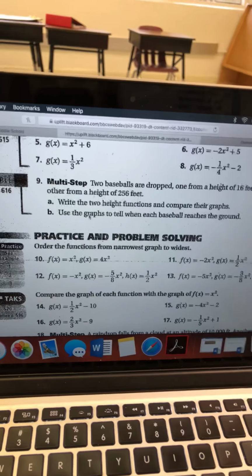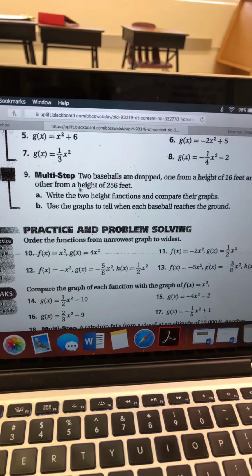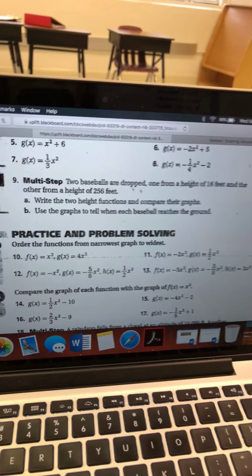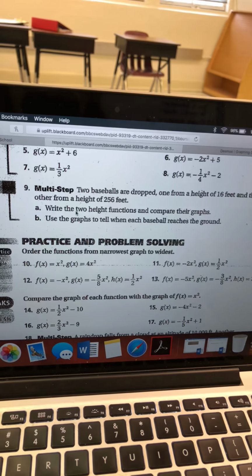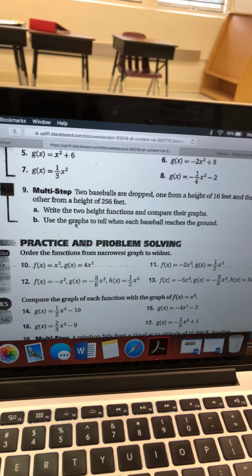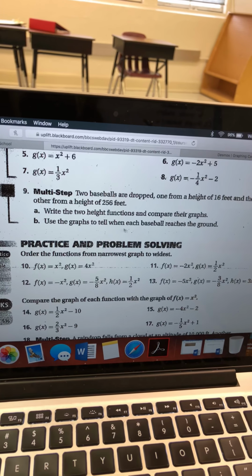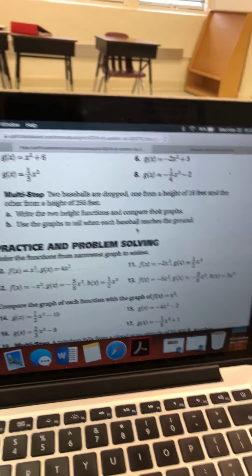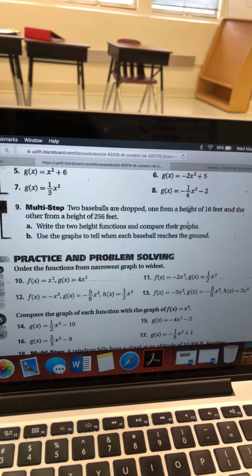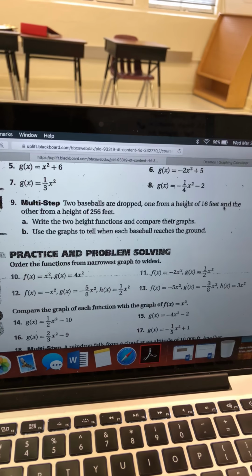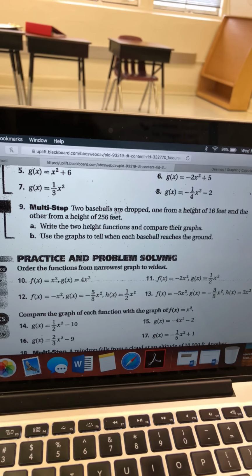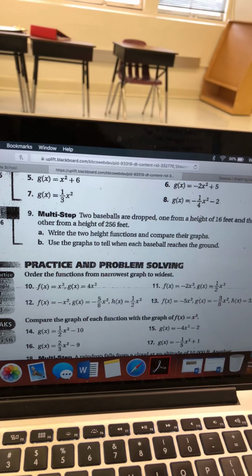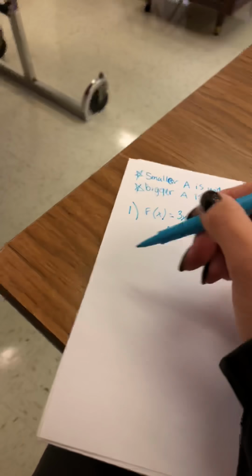So the next part, the last thing that I'm gonna go over for this video is the 2 baseballs are dropped, one from a height of 16 and the other from a height of 256 feet. Write the 2 height functions and compare their graphs. Use the graphs to tell when each baseball reaches the ground. Okay, so I know that my y-intercept is what's gonna be changing because the height here is 16 and the height here is 256.